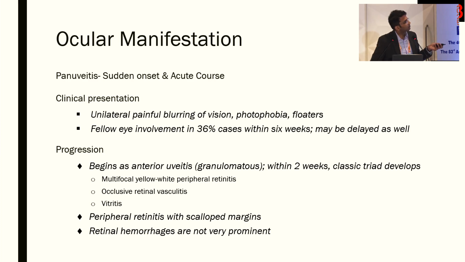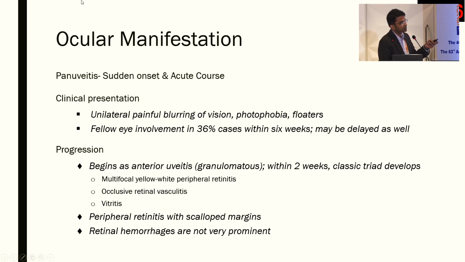So the manifestation is mostly a pan-uveitis that happens with sudden onset and acute course. Usually it is one eye involvement at presentation in most of the cases, and the fellow eye can be involved if not treated in up to 1/3 of the cases. The progression, as I have told, begins as if it is an anterior uveitis, but if not treated within 2 weeks' time, the classical triad, which is peripheral retinitis, occlusive vasculitis, and vitritis will happen.